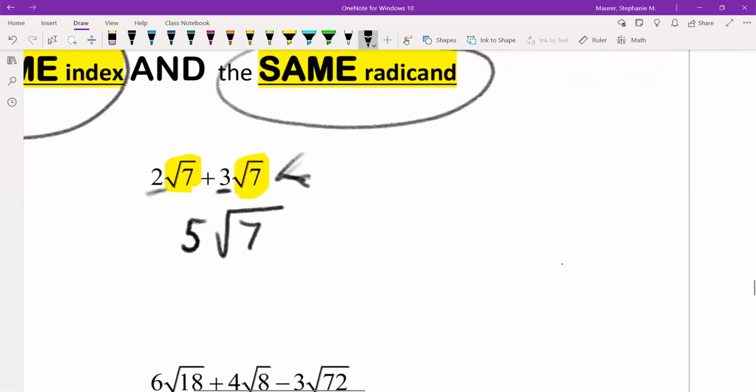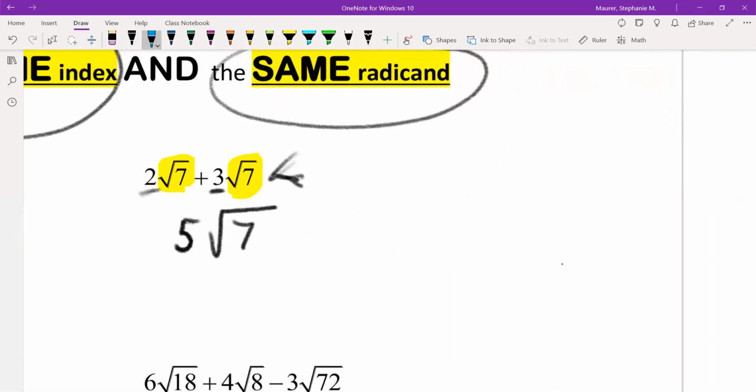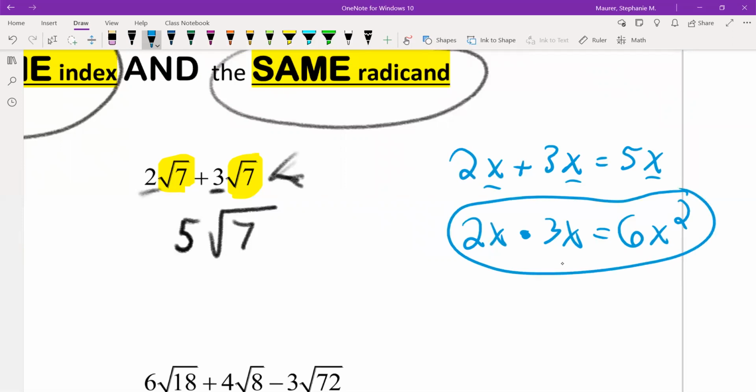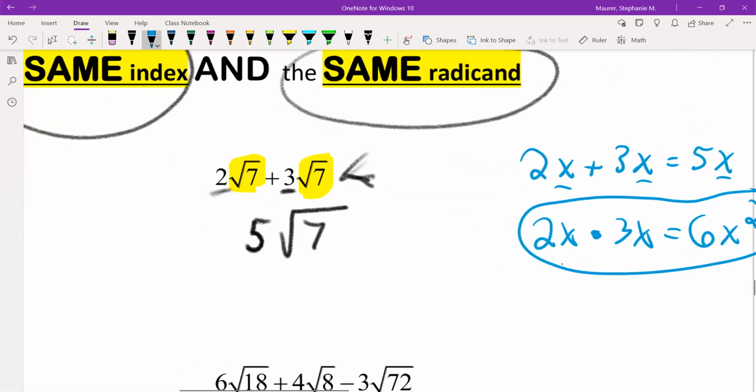Okay, and I bring you back to the idea of what if these were variables? If I had a 2x plus 3x, you would say 5x. So the x does not change. If I had 2x times 3x, not only would I get 6, 2 times 3, but I would get an x squared because it's multiplication. So whenever we're multiplying, yes, the radicals will change, just like variables change with multiplication. But with addition, the variables stay the same, and same is true with the radicals.